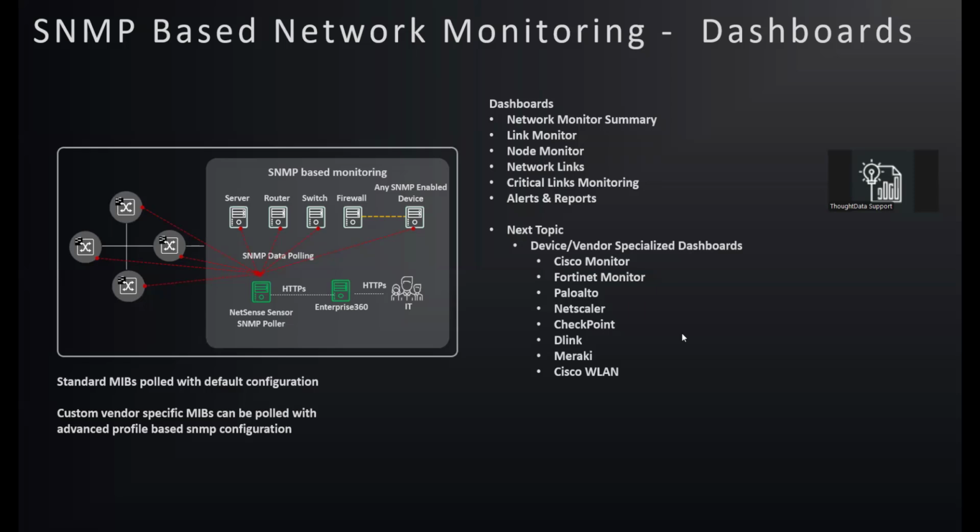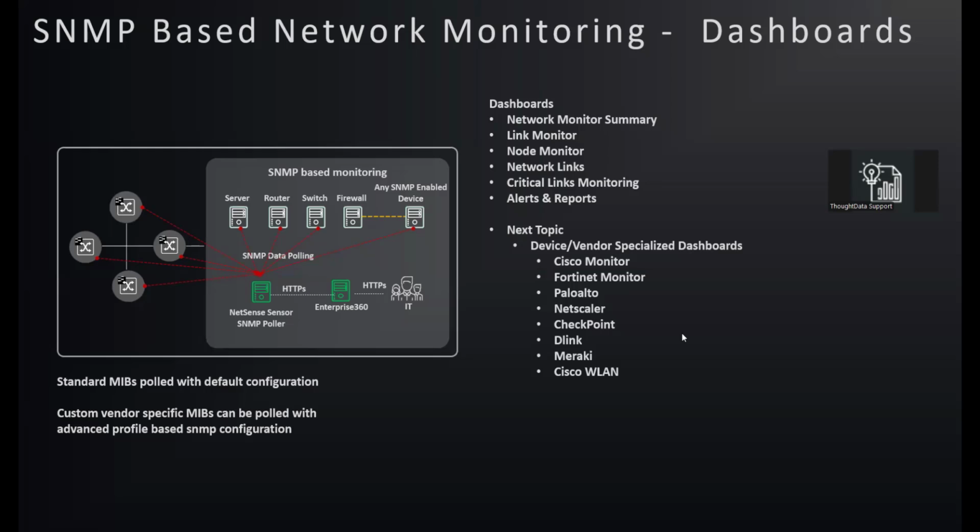So let's take a look at the different kinds of dashboards which are available in Enterprise 360 for doing network monitoring. The most commonly used dashboards in Enterprise 360 are the network monitoring summary, link monitor, node monitor, network links, critical links monitoring, and the related alerts and reports for network monitoring.